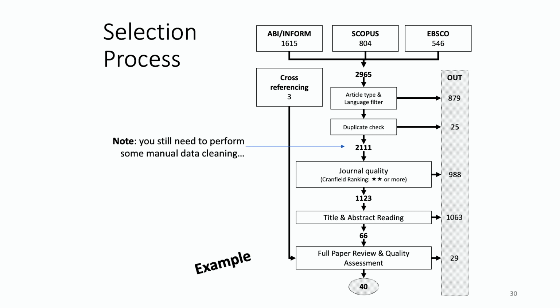And then I proceeded to the full paper review and quality assessment. So I assessed how good those papers were. I had a quality ranking, and that ranking wasn't just based on the journal that it came from, but on how well the paper discusses a certain method, for example, or how well they apply something that I rated. And then I got rid of 29, and I ended up with 14.